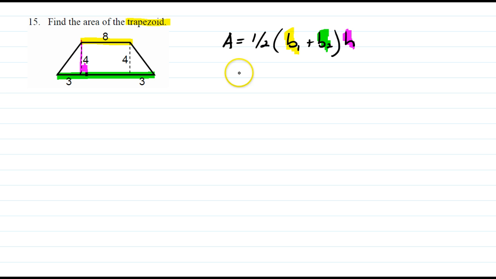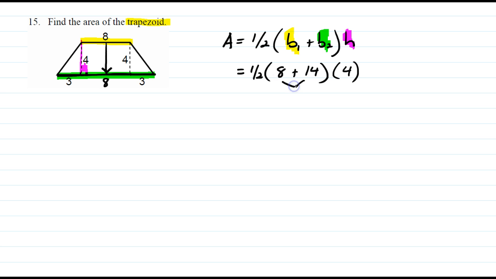Okay, so let's start plugging these in. So our first base is 8. Our second base, it doesn't make sense to say that this long green side is just 6. So you have to bring this 8 down here. So now from here to here is 3, plus 8 is 11, plus 3 is 14. And then we said our height is 4.